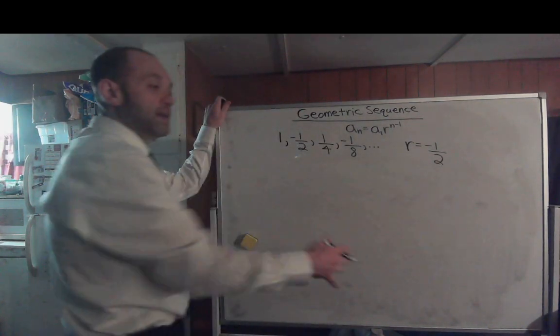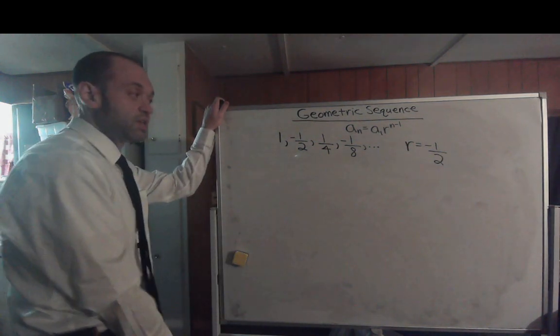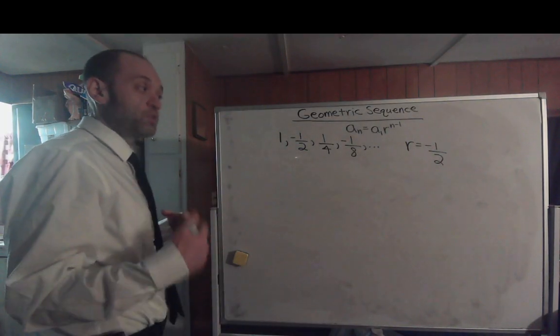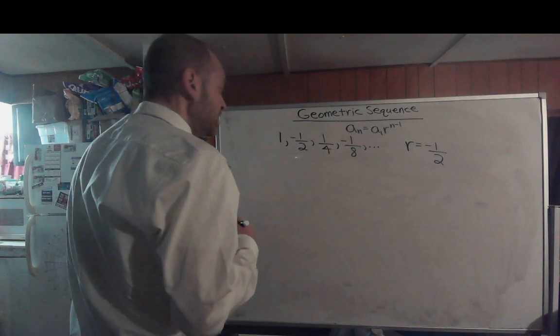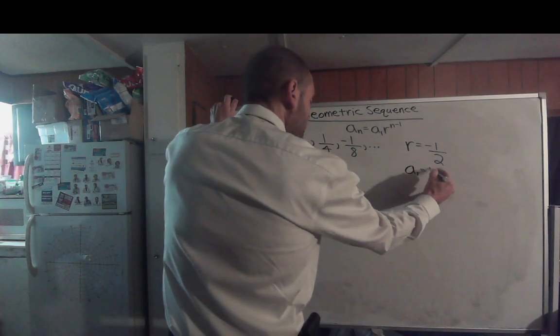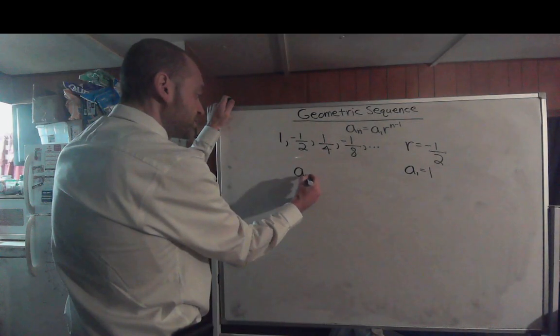And yes, you can have fractions and decimals as your common ratio. You could even have roots. As long as it has the same common multiple between terms, it's going to be geometric. Now your a sub 1 is 1. So now we have enough to find the explicit formula for the nth term of the sequence.